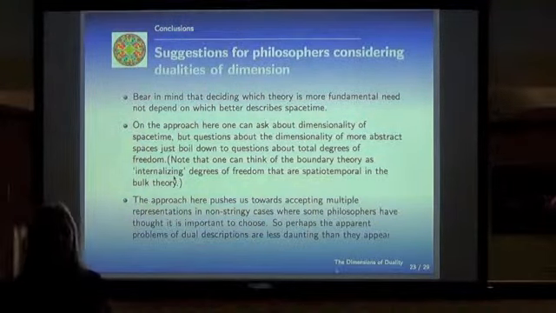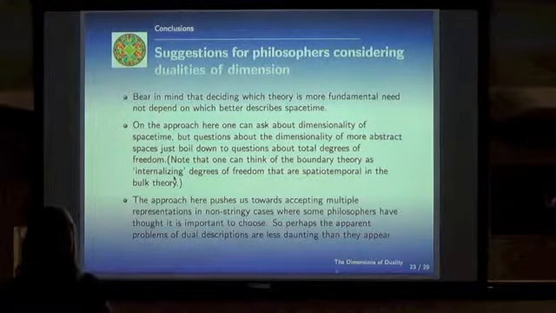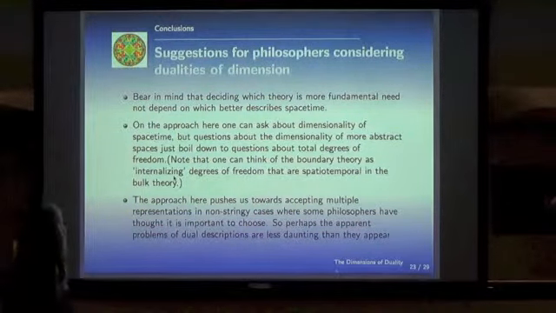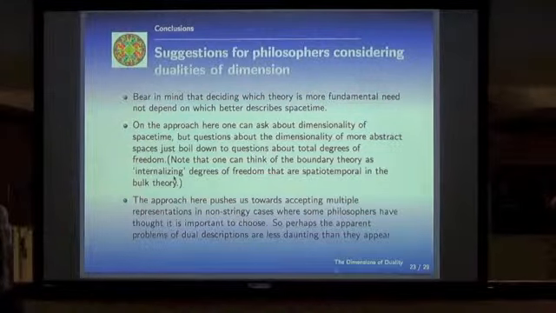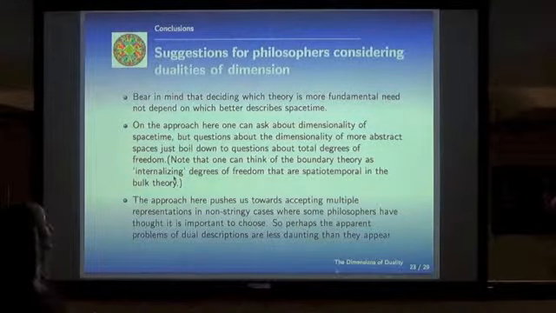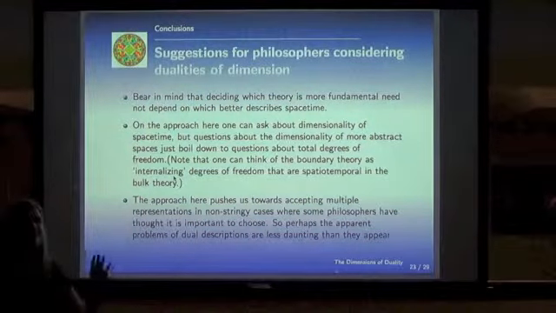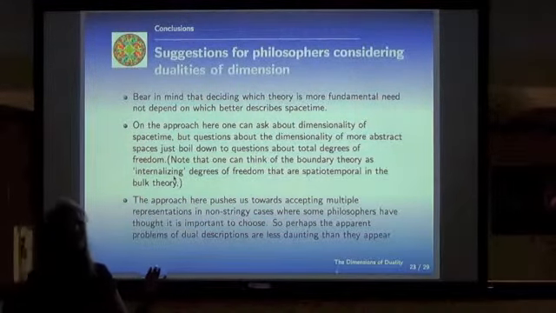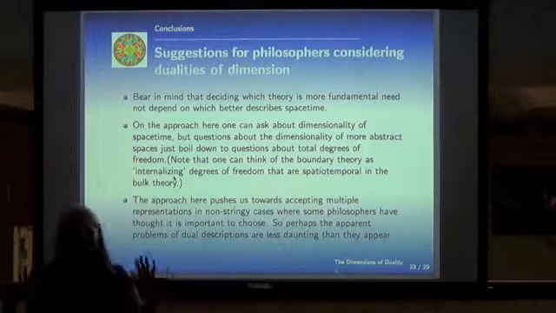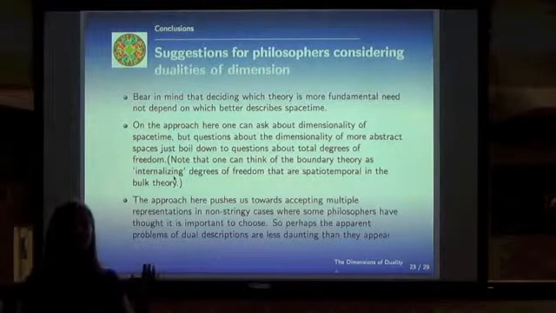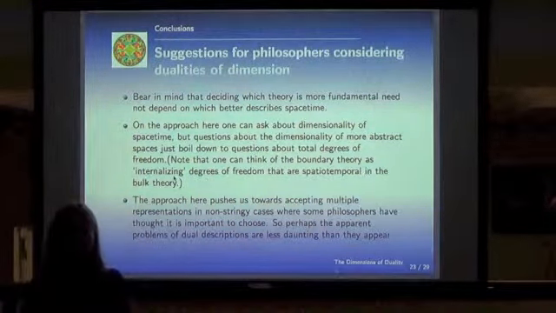So you can just think of the boundary theory as kind of internalizing degrees of freedom that are spatiotemporal in the bulk theory. And as plenty of people have noted, there's plenty of things mysterious going on in AdS/CFT, but you haven't lost degrees of freedom in your theory. What you're doing is switching them from ones that look internal to those that look external.